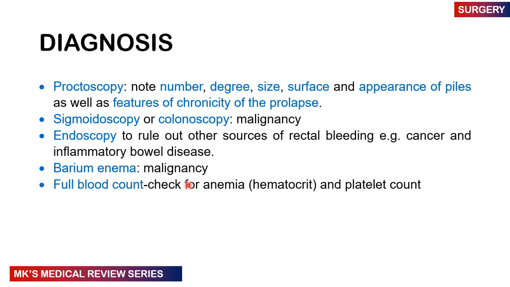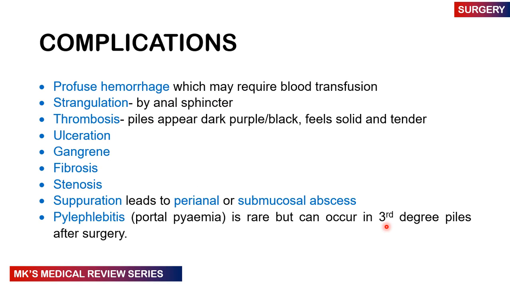A full blood count should be done to check out the level of the hematocrit and hemoglobin in cases of anemia, and as well as the platelet count. Do not forget to cross-match these individuals because they may require a blood transfusion. I remember once dealing with a patient that had a very, very low HB, and this patient had an HB of 2. Then what are the complications?